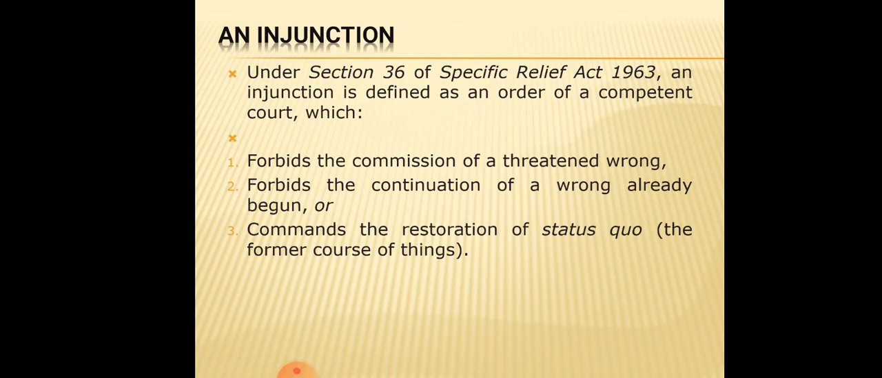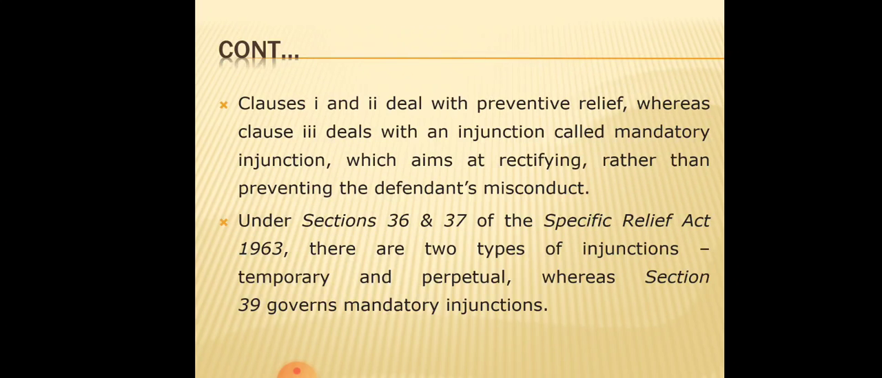So the remedy which is available under the Specific Relief Act 1963 is an injunction. An injunction is defined as an order of a competent court which forbids the commission of a threatened wrong, forbids the continuation of a wrong already begun, or commands the restoration of status quo, that is the former course of things. Clauses 1 and 2 deal with preventive relief, whereas clause 3 deals with an injunction called mandatory injunction, which aims at rectifying rather than preventing the defendant's misconduct.